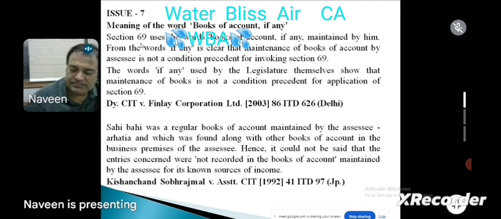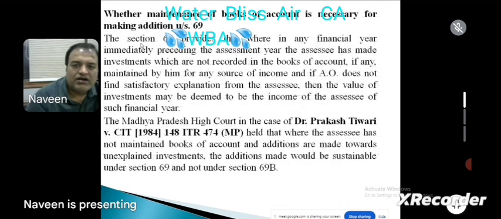Now, move forward. Whether maintenance of books of account is necessary for Section 69: the Madhya Pradesh High Court held that where the assessee has not maintained books and additions are made towards significant investments, the additions would be sustainable under Section 69 only and not under 69B. Because Section 69 provides that where in any financial year immediately preceding the assessment year, the assessee has made investments which are not recorded in the books of account, if any, maintained by him, for any source of income, and if the AO does not find a satisfactory explanation from the assessee, then the value of investments may be deemed to be the income of the assessee of such financial year.